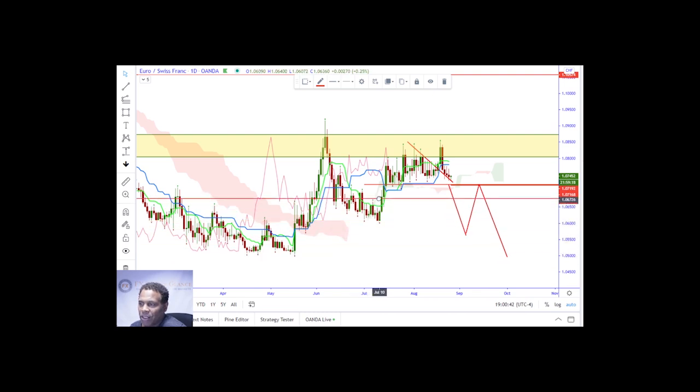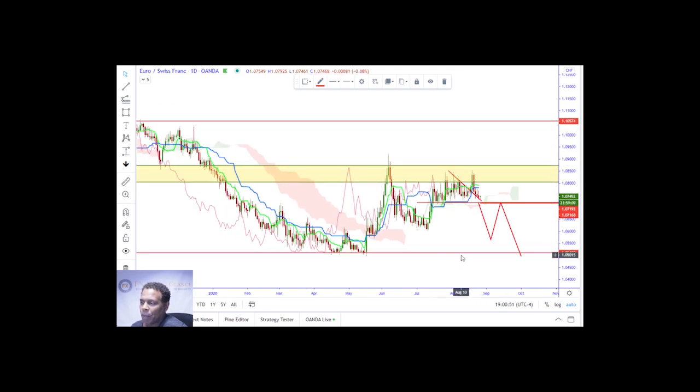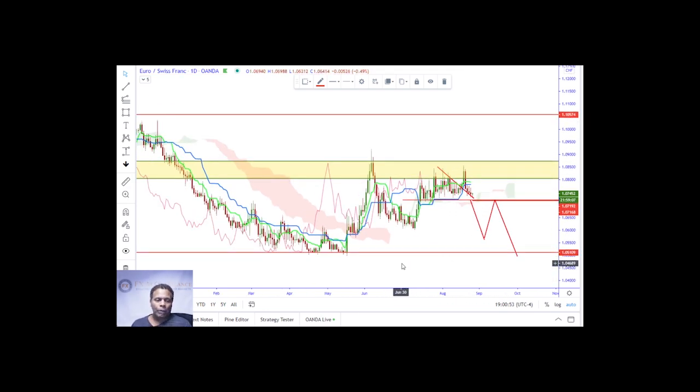Mark your structure levels because there's 3 of them, 3 easy ones right here that I just showed you. And then you want to see if the market could get all the way back down to this point. All right, so that's going to be it for the Euro Swiss franc. Let's move on.